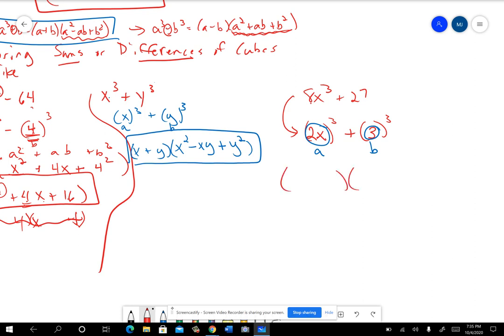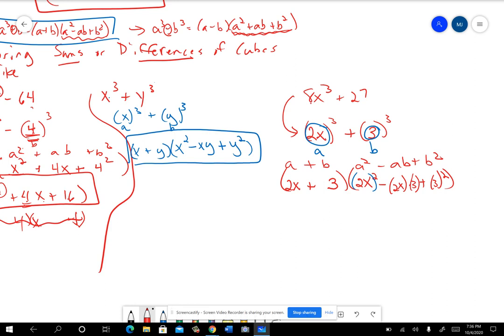Then you're just plugging it into a formula that says you're going to take A plus B, take A squared minus AB plus B squared. So you're going to take 2x plus 3. Then you're going to take, and here, people do mess up here. This is another issue. You're going to take the 2x and square it. You need to think 2x has to be squared. Okay. Then minus 2x times the 3, then plus the 3 squared.